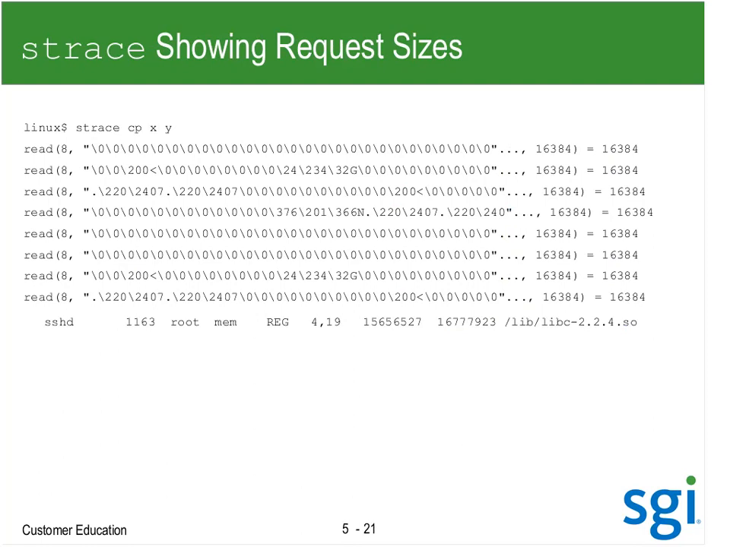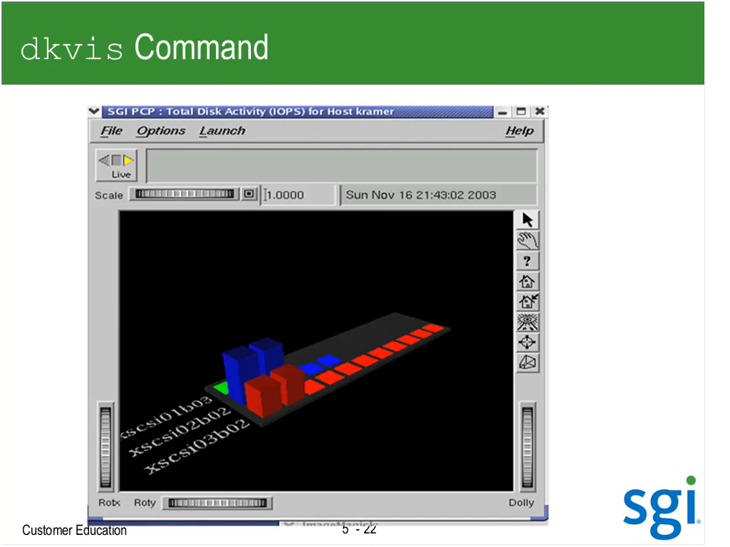Here's an strace example using CP as an example. This actually happens to be Itanium because it's doing page I/O 16K byte. On UV, it should be 4K byte by default. We're going to look at that tomorrow in great detail. Here's dkviz.